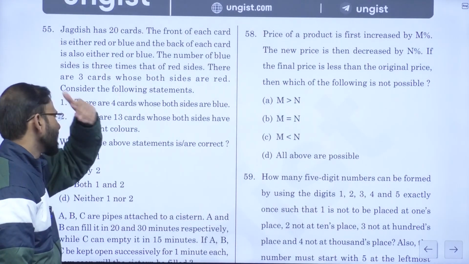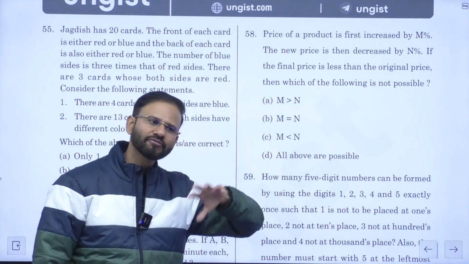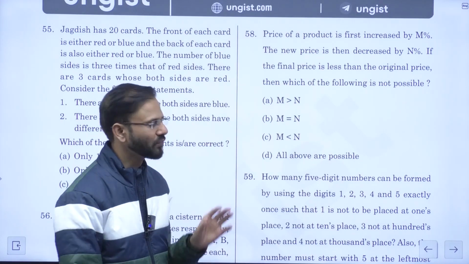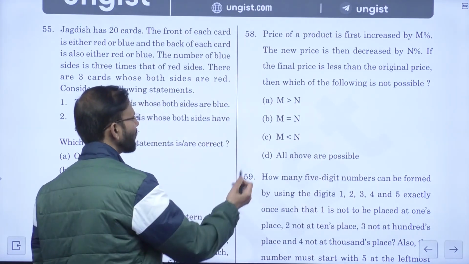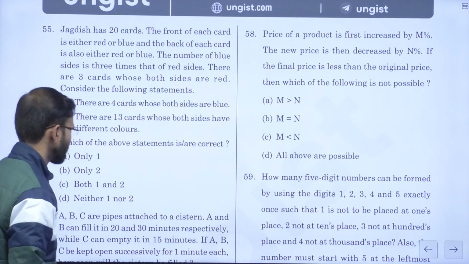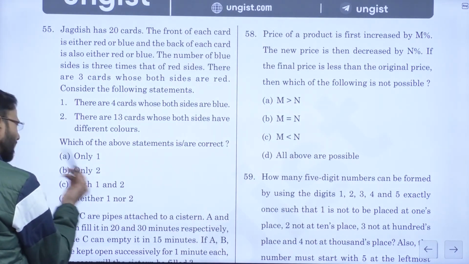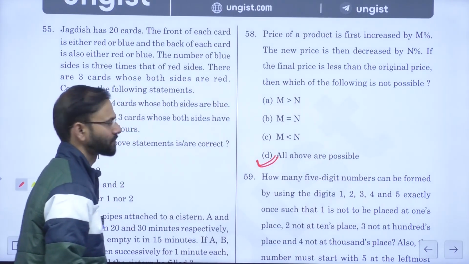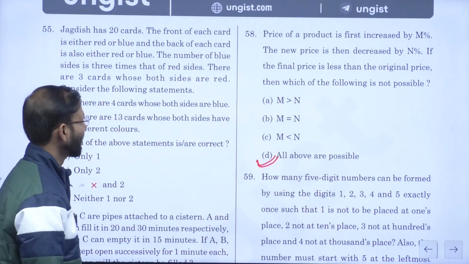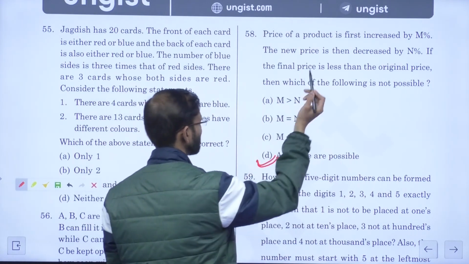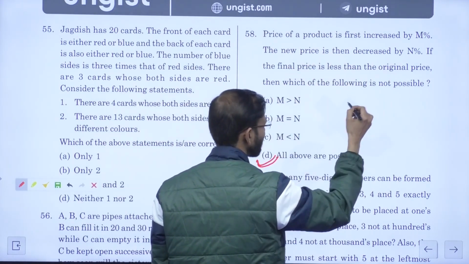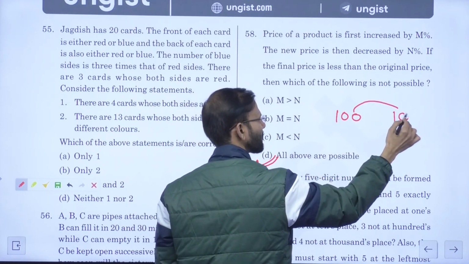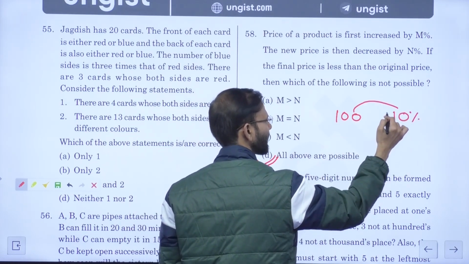For question number 58, guys, you just have to take some values of m and n and you need to satisfy the values. And when you take the values, you will find all above values are possible. I have also done it by taking values, so you will also have to do it like this. All the values are possible. Okay, like for example, let me check 1 or 2 values. Price of the product is first increased by m%. So let's say it is 100. If it is increased by 10%, this will become 110.